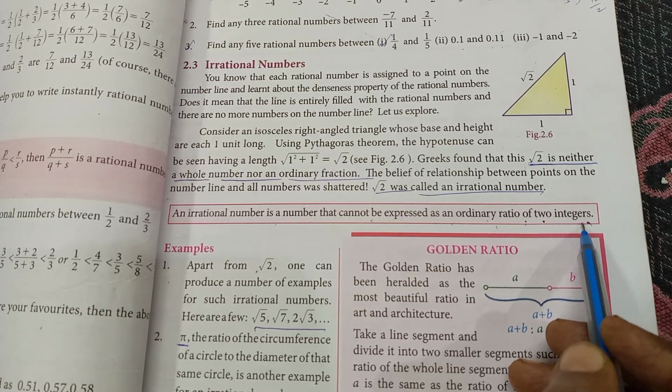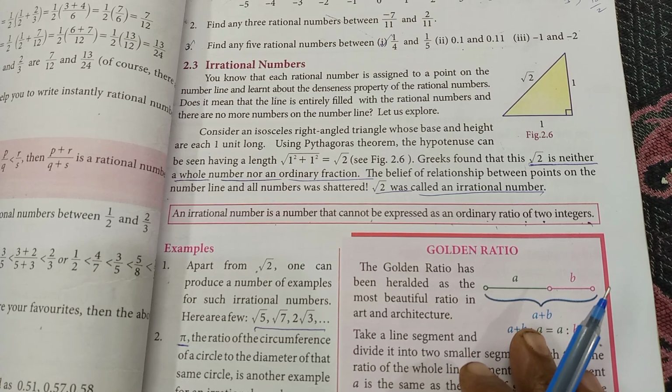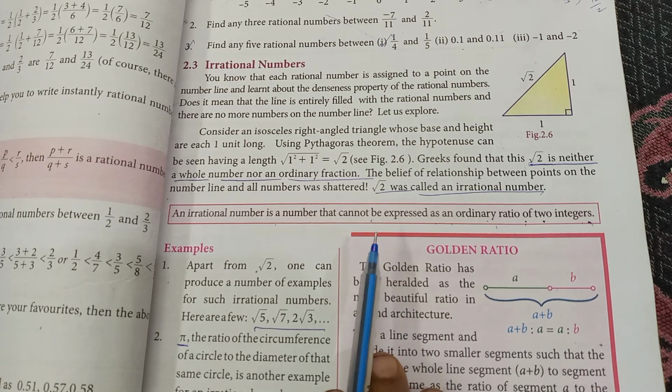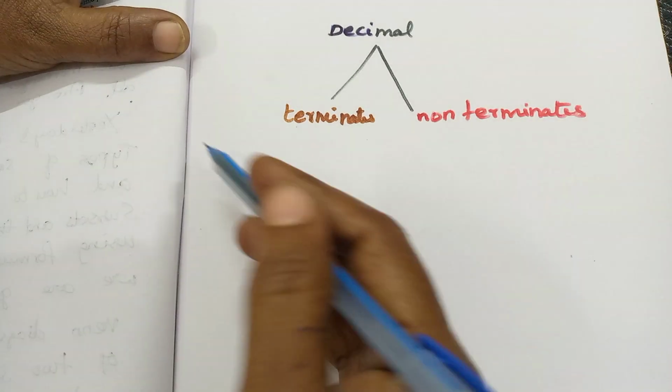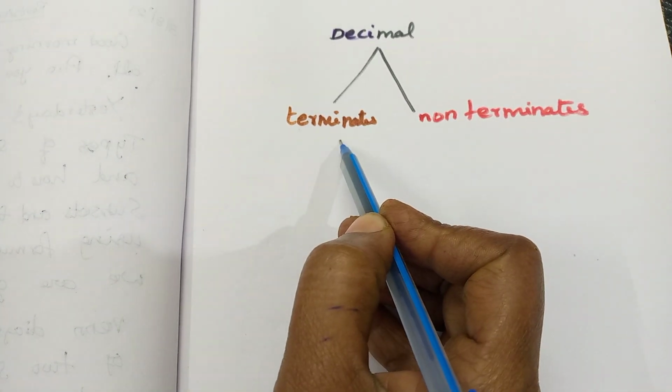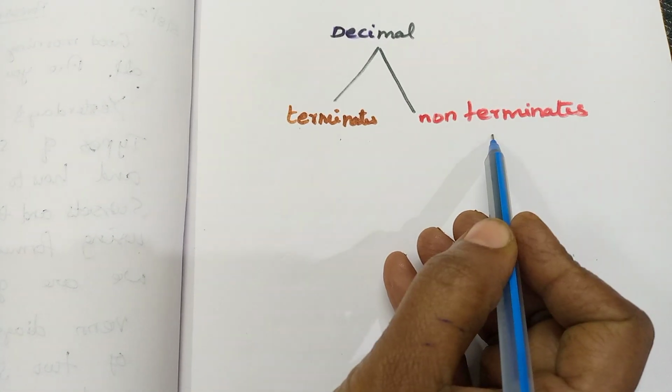Before learning irrational numbers, you should know about the types of decimal numbers. That makes it easy to learn the irrational numbers. So what are the types of decimal numbers we have? Decimal numbers are terminating and non-terminating.